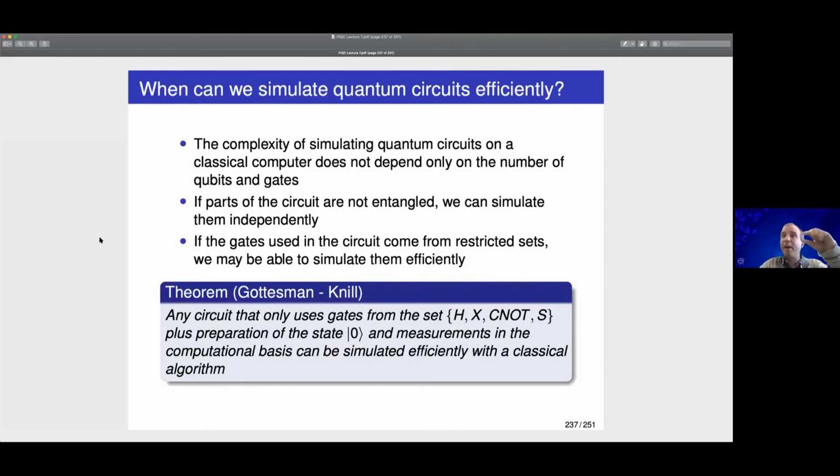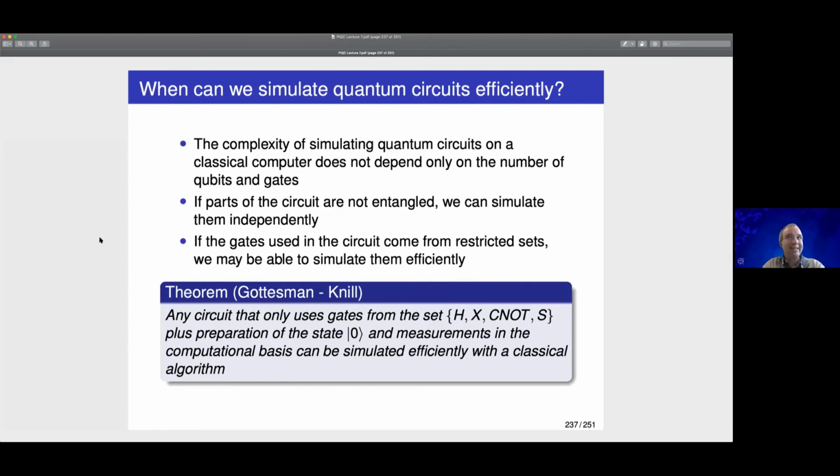So only pairs of qubits are entangled, and this block is not entangled with the other two qubits, and is not entangled with the other one. So then you can just separate the blocks that are not entangled. You can simulate each of these circuits independently, and then you can obtain the perfect simulation of the circuit by running these little circuits and then combining the results.